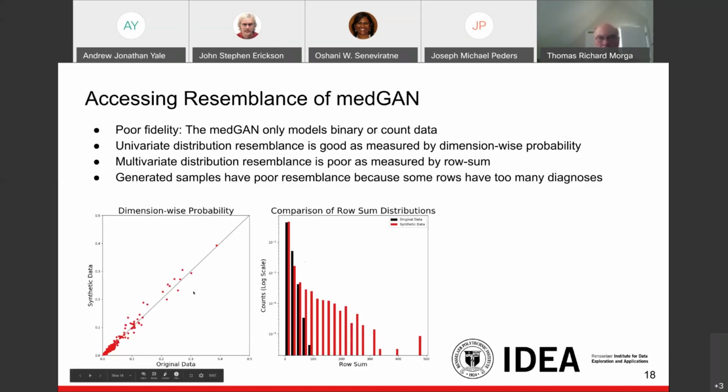While this matched, the issue was if you looked in the other dimension, at the row sums, which can be interpreted as the total number of diagnoses per patient. The original data, in black here, has no real patient with over 100 diagnoses, but in the synthetic data we get up to almost 500 on one patient. So obviously they were overfitting to achieve this goal while another goal was slipping. That was an issue as well.